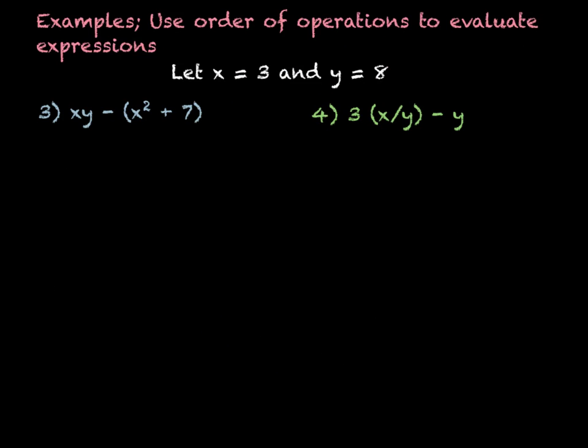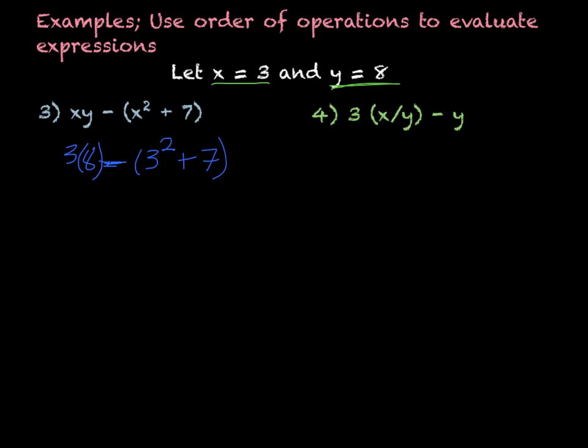Now, for these next examples, what we want to do is use our order of operations to evaluate or simplify the expressions. We're going to make it as simple as we can and try to get a number answer. So we're going to put in 3 for x, 8 for y. So x times y minus the quantity x squared plus 7. So that would be 3 times my y is 8 minus the quantity x squared, which would be 3 squared plus 7.